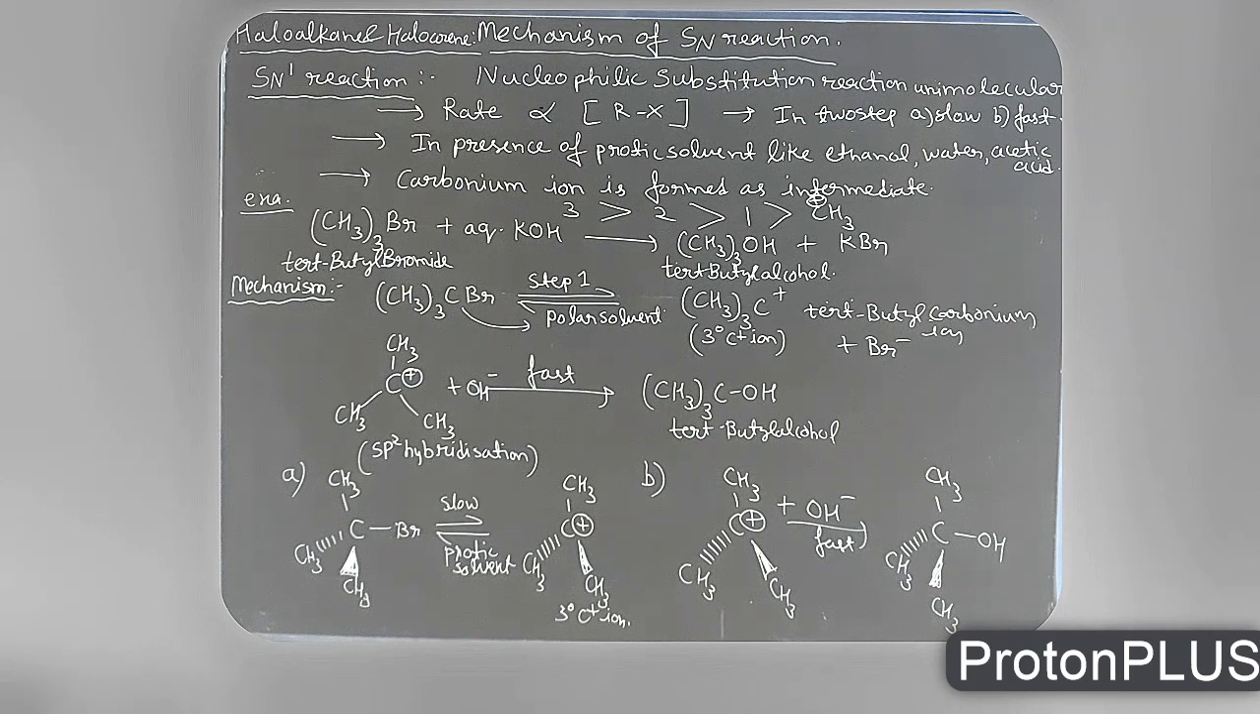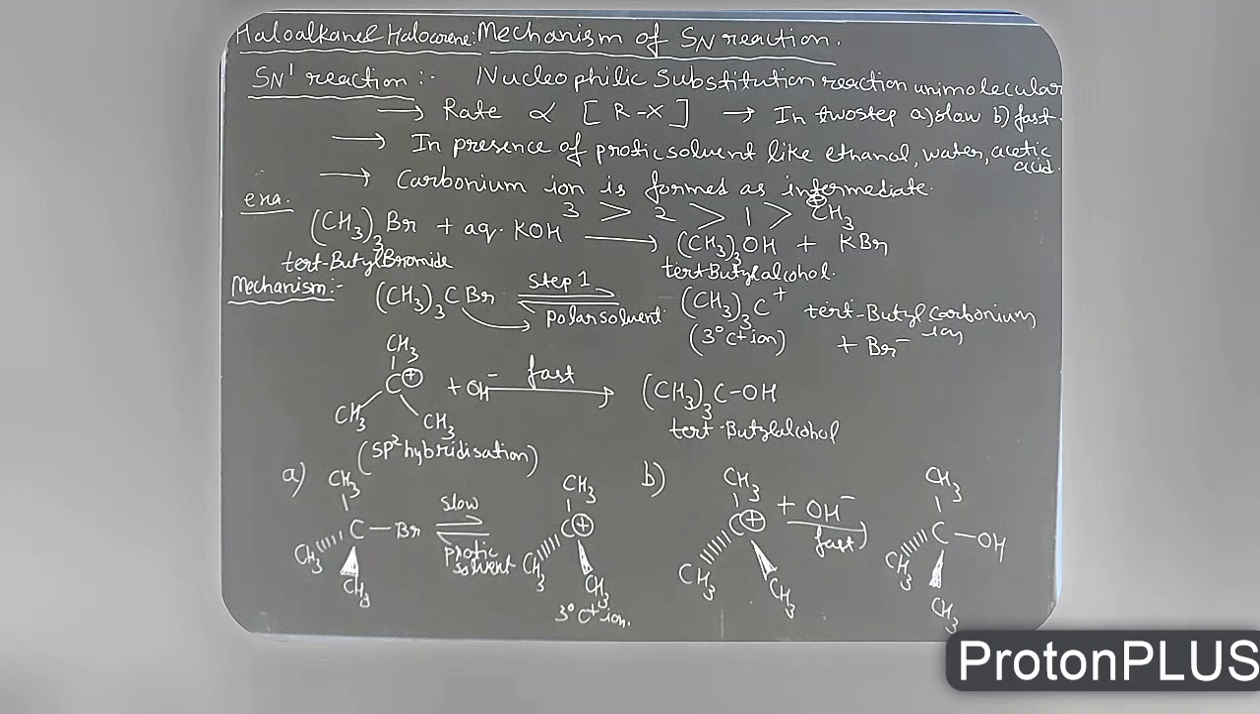Now we will take the mechanism of SN1 reaction, nucleophilic substitution reaction, unimolecular, where the rate of reaction is proportional to only the concentration of alkyl halide. Rate depends upon the concentration of alkyl halide. The reaction proceeds in 2 steps, that is a slow step where the stable reaction intermediate is formed, and the second step is a fast step where the product is formed. The reaction will take place in the presence of protic solvents like ethanol, water, acetic acid.